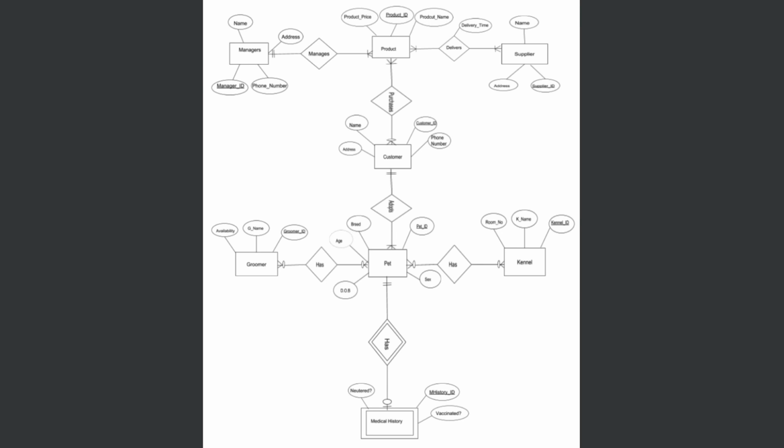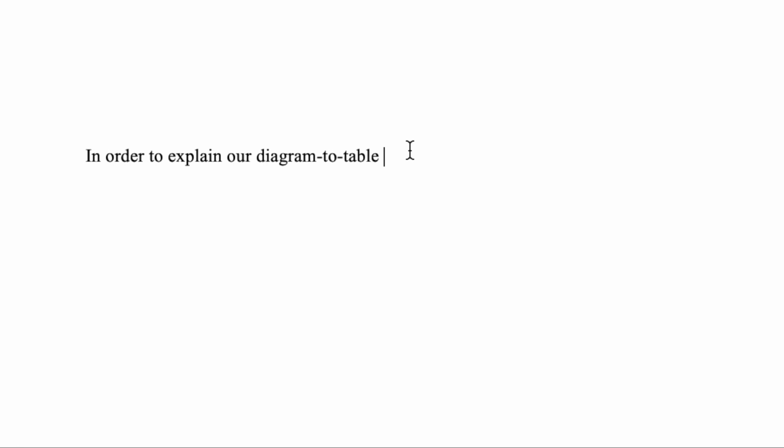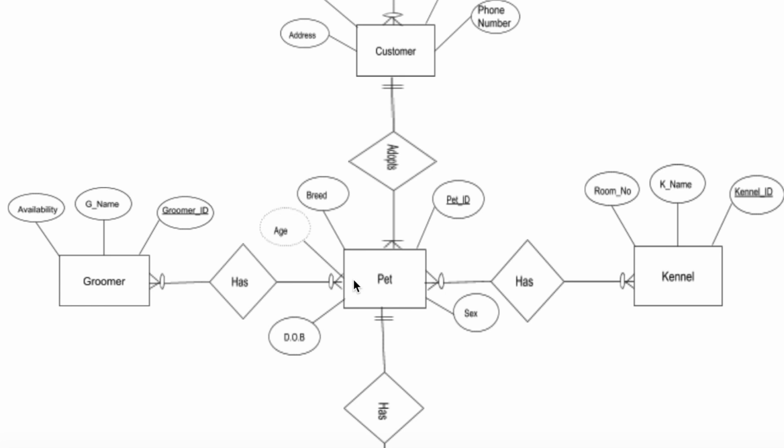Finally, medical history helps Petopia keep track of its pet's medical records, and has attributes signifying if the pet is neutered or vaccinated, as well as mHistory ID, which serves in combination with pet ID as the entity's primary key. According to Petopia's business rules, each pet may have up to one medical history, and each medical history may belong to one and only one pet. In order to explain our ER diagram to table process at a sufficient depth, we have decided to focus this video on the entity in our diagram for pet and its relationship with customer and groomer.